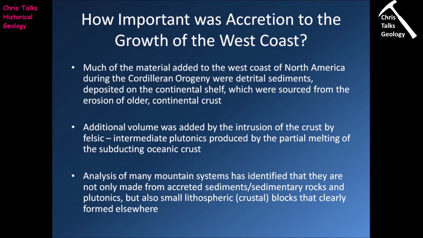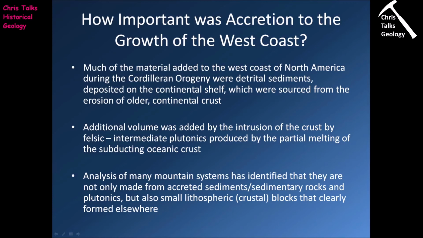Now we have additional volume being added by intrusion, so we've already discussed how these felsic and intermediate magmas are moving into the thickened crust associated with the Nevadian and Sevier orogenies, and as we've also touched on, a lot of this magma will never make it to the surface to be erupted, so most of it gets stuck underground, it cools, solidifies, and it produces plutonic rocks, particularly granites and diorites.